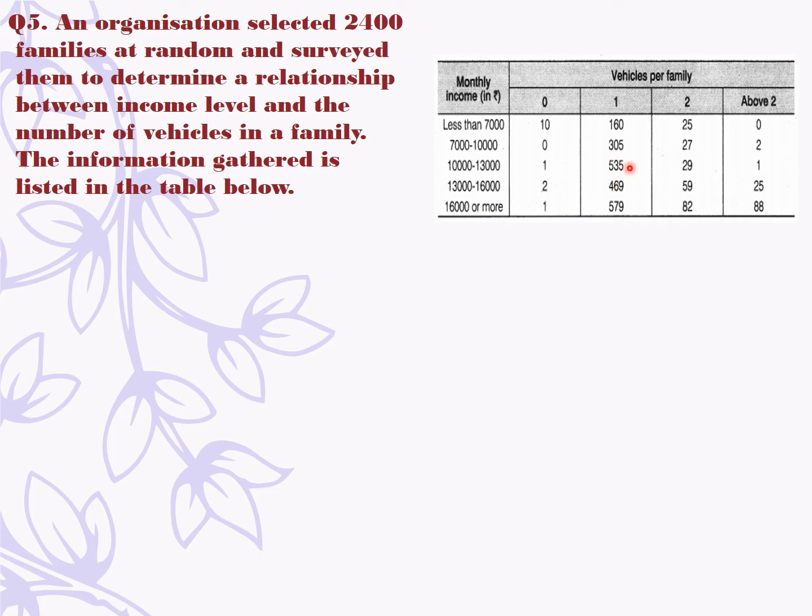Similarly, we can say from here that families who have 1 car and monthly income of 10,000 to 13,000 number 535. Families having more than 2 cars and family income between 10,000 and 13,000 number 1. There are 88 families who have more than 2 cars and family income of 16,000 or more. So like this we can read the given table.